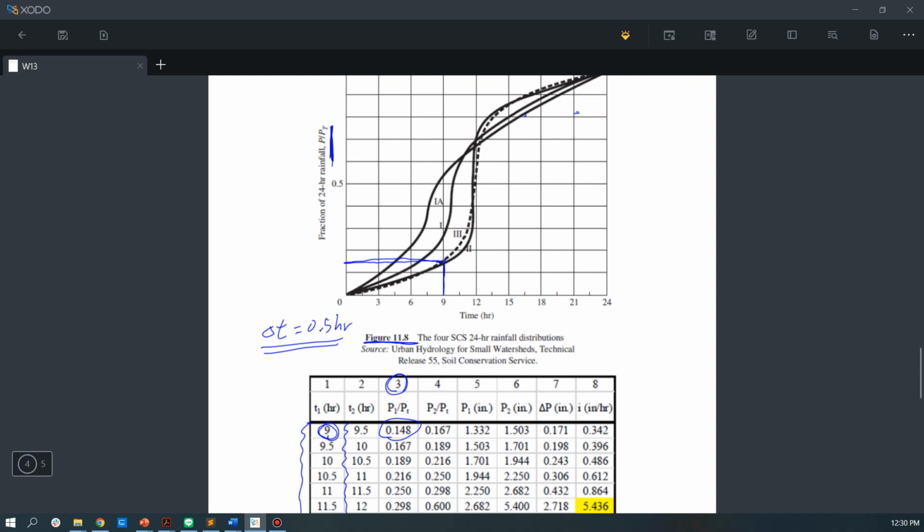And similar things we can do for the second column, 9.5 time step, to calculate the column 4. So this is type 3. So 9.5 is somewhere here.